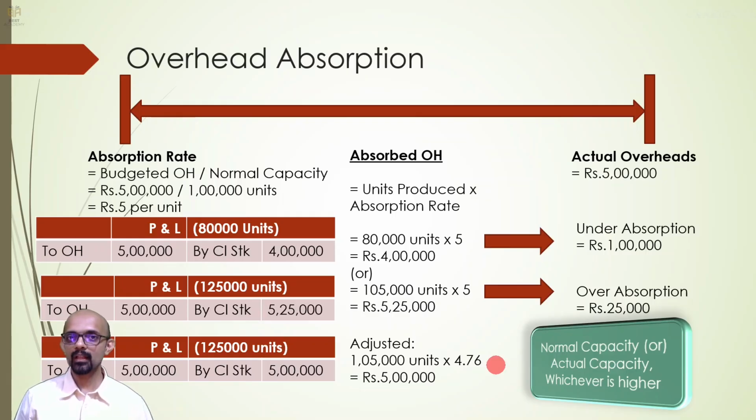Same way, at the end of each interim period, what is likely to be the absorption rate? Will it require an adjustment for the year? If yes, only then we will adjust. So it is not done on a period to period basis. When we prepare interim financial statements, we adjust the absorption rate based on annual basis.